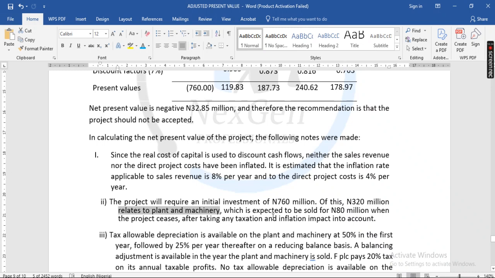After taking any taxation and inflation impact into account, it means that they've taken consideration of inflation as well as tax.